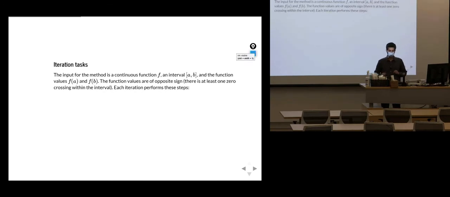Okay, so let's talk about iteration tasks. We want to take f and the interval a and b, and we can evaluate the function, right? We assume we know the function and we can evaluate it. So we have access to function evaluation, so we can get f of a and f of b, and we assume the sign of the product is negative. Then we know there is at least one zero crossing within that interval.